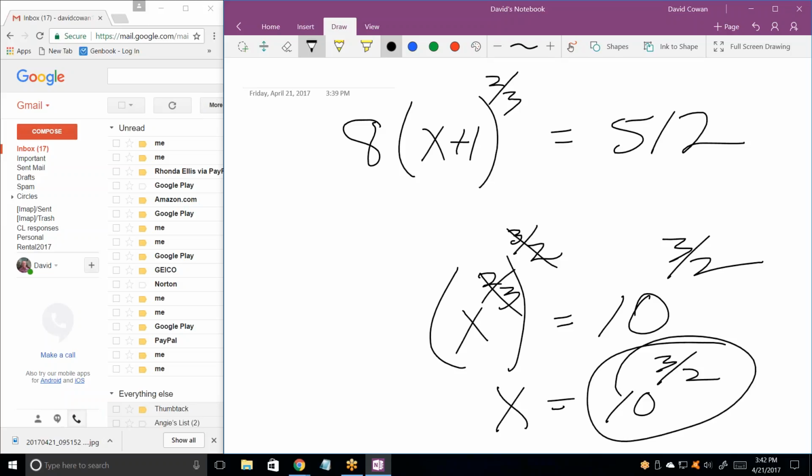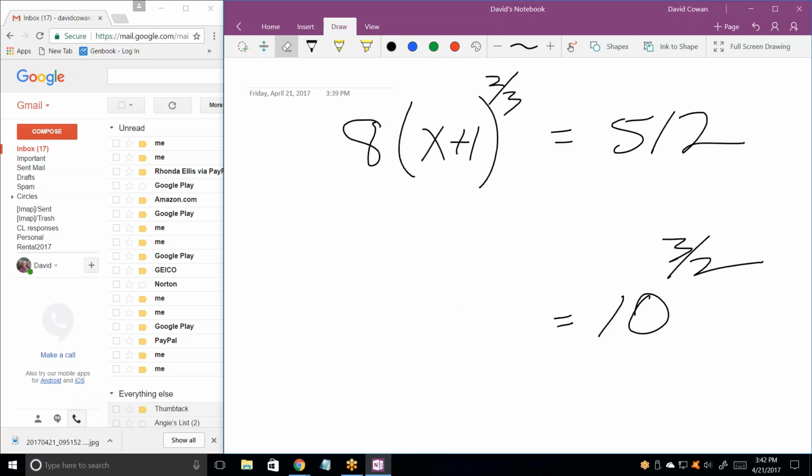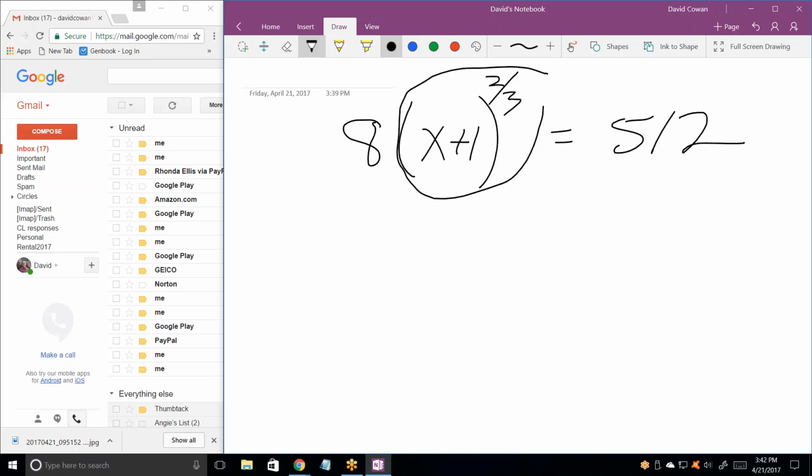Okay, so now if we go back and look at your problem, notice that one thing you have to do before you can exponentiate to a power is get it isolated. In other words, before we can do anything, we've got to isolate that right there. Because that 8 is not being taken to that 2/3 power. You can divide the 8 from both sides. So if we divide both sides by 8, we're left with this on the left.